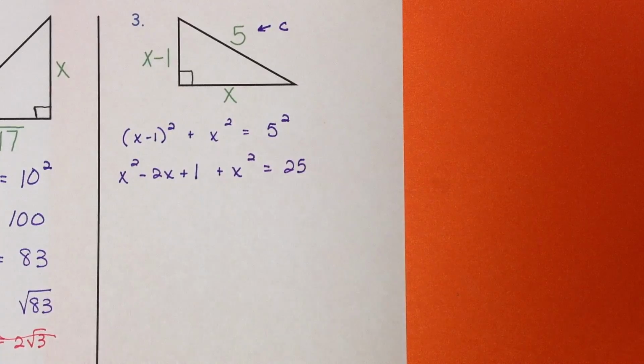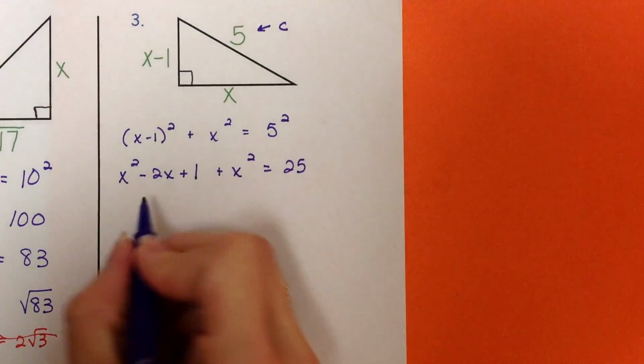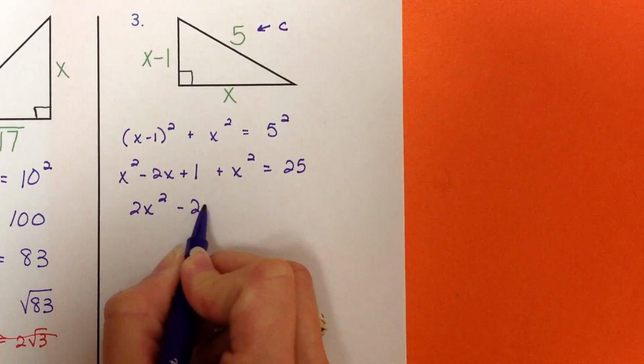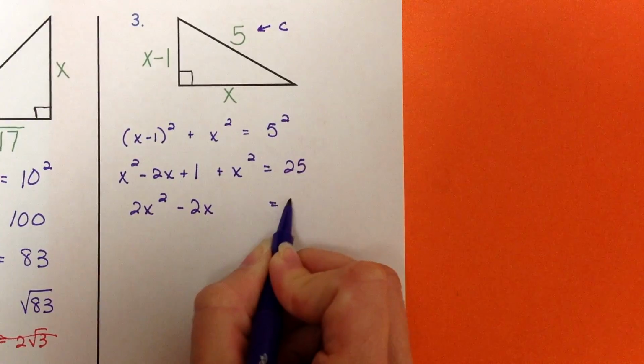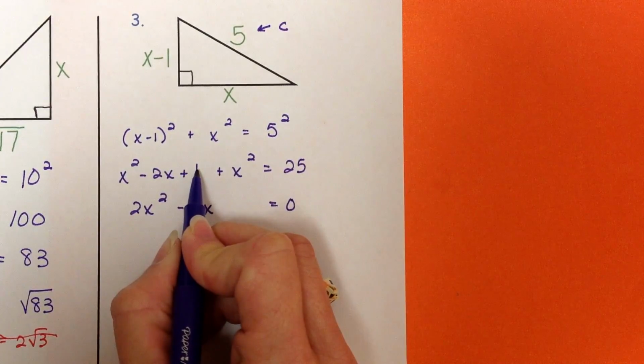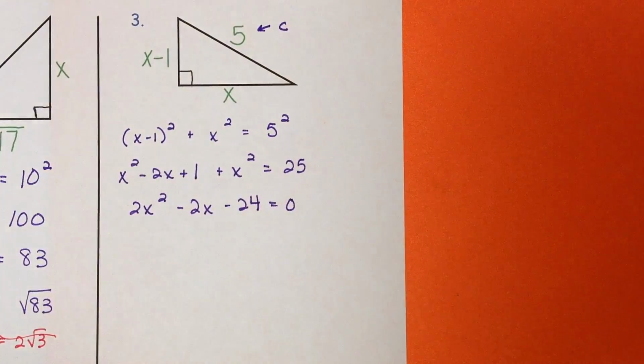So what we've learned with quadratic equations is you do need to have those set equal to 0. I am going to go ahead and combine these two terms, so that's going to give me 2x squared. And then I'm going to bring down the minus 2x. Now, if I'm going to set this equal to 0, that's going to require that I subtract my 25. So the 1 minus the 25 would give me negative 24. Now, you need to solve this. Actually, this one will factor.